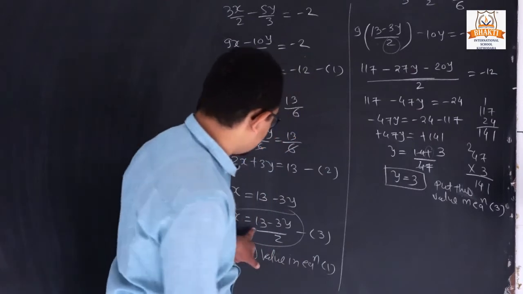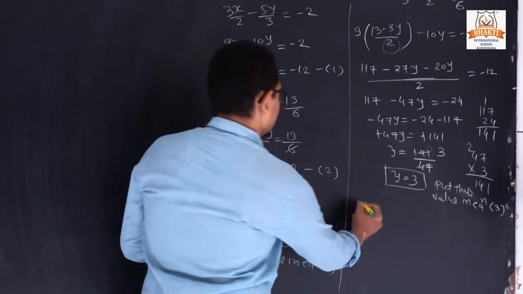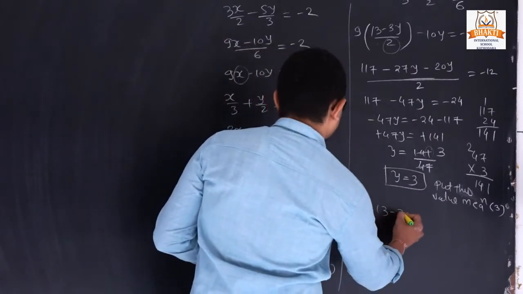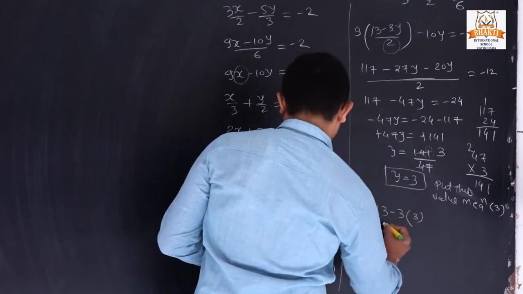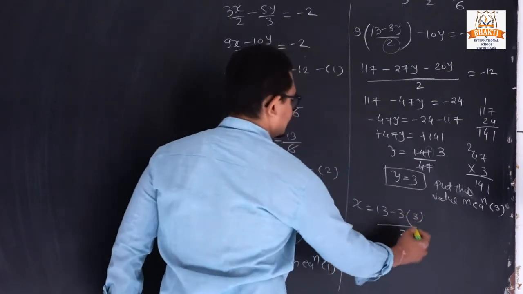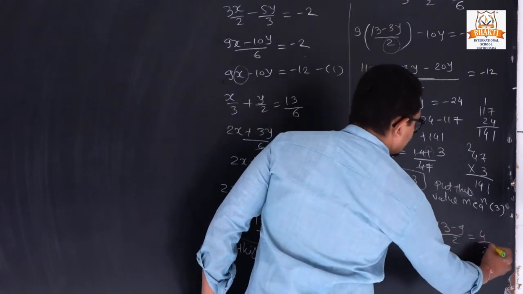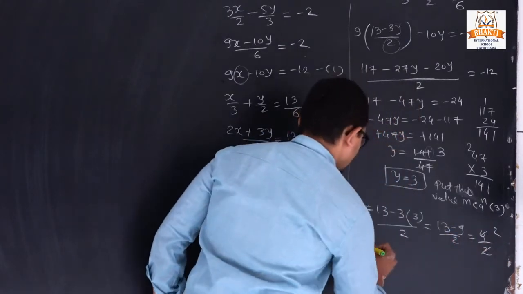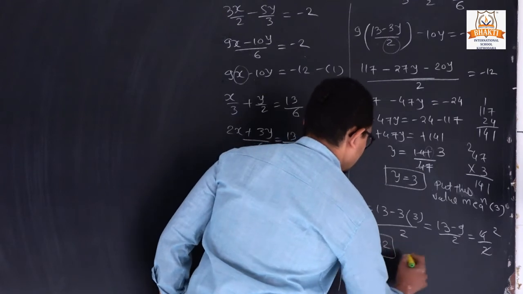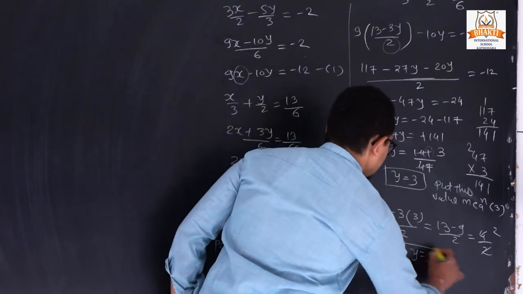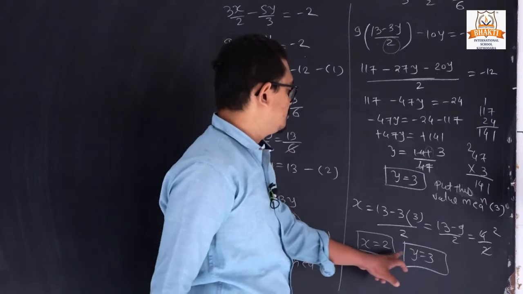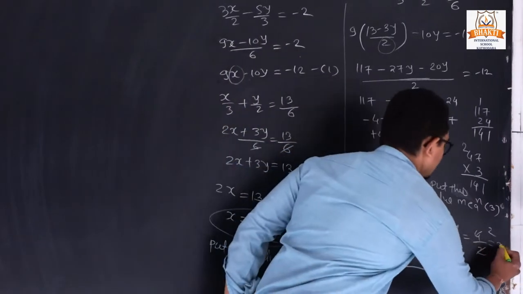So where is our equation 3? It is here. So x is equal to 13 minus 3. What is y? 3. So 3 3's are 9. So it is 4. 2 1's are 2 2's are. So what is x? 2. So now what is y? 3. So it is our solution. X is equal to 2 and y is equal to 3.